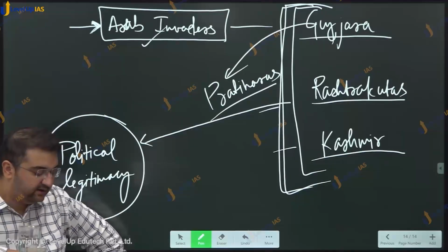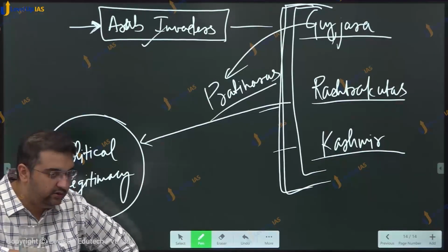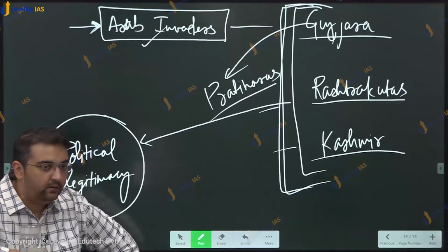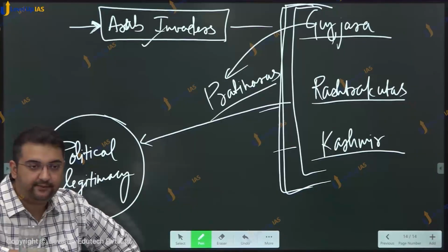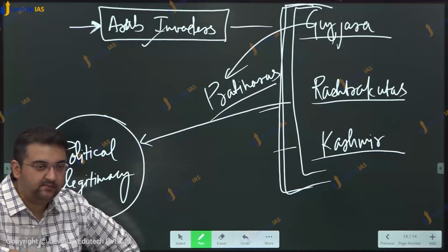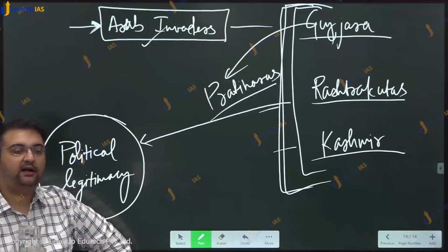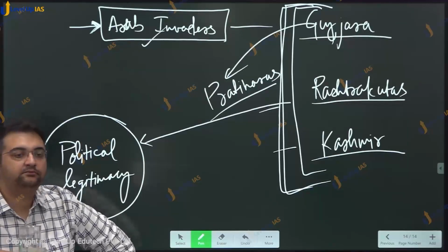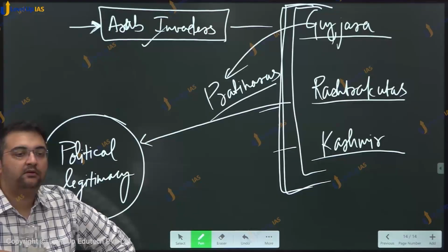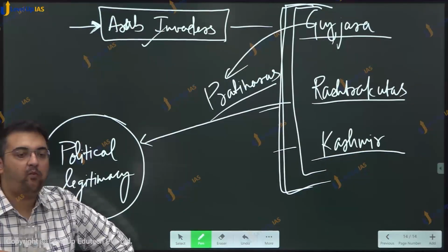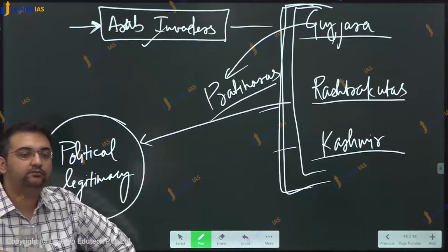वन पैराग्राफ, इंट्रोडक्टरी पैराग्राफ. Arab rule was established in Sindh in the early 8th century and continued to flourish for almost 300 years till the 10th century. Full stop. Next point.